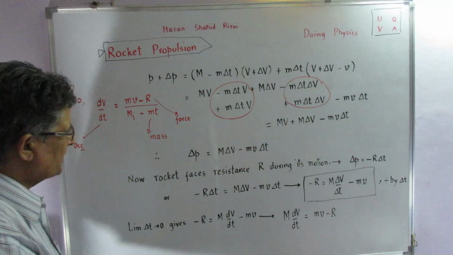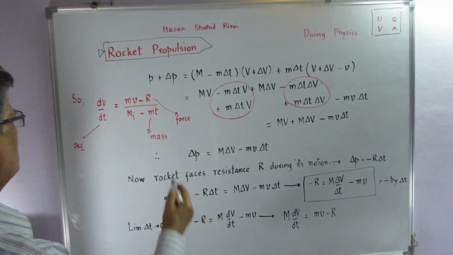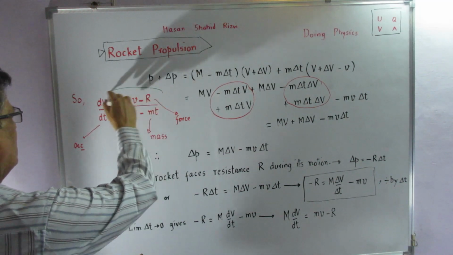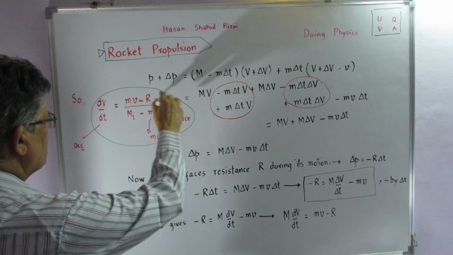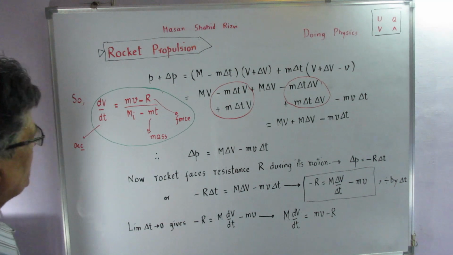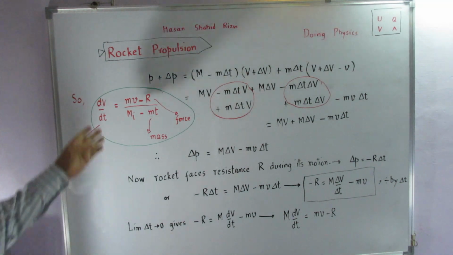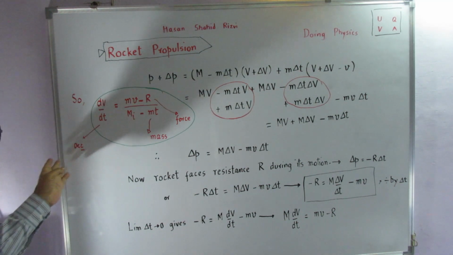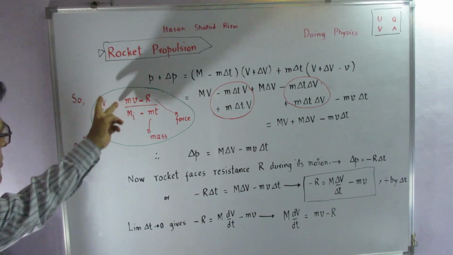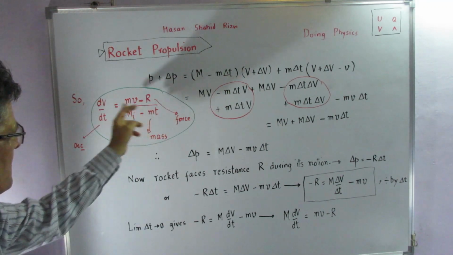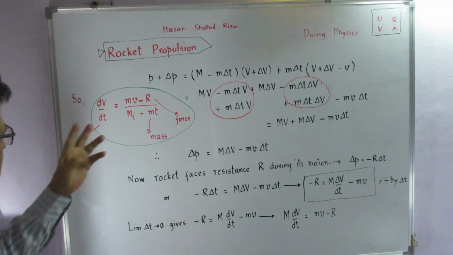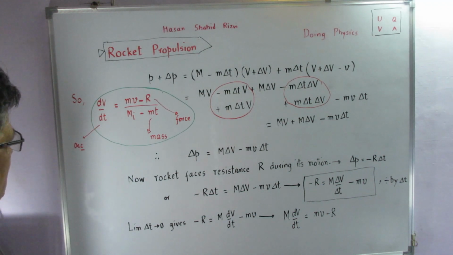Then I will get the expression here for dV/dt in this particular form, where dV/dt is the acceleration, this part here is the total force, and this is the mass in kilograms. So I get the rate of change or acceleration calculated like this.